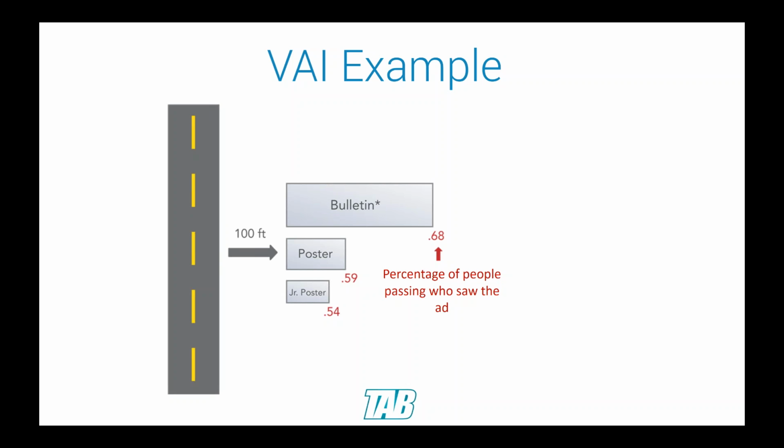So these are typical. Like I said, it's not as simple as saying all bulletins are 68%, which is a percentage expressed as a decimal, by the way, meaning 68% of everybody passing my bulletin is actually seeing. That's not the case. This is just a particular example, but we can see how one factor can stack up against the rest in terms of the actual format here, and ultimately the size.